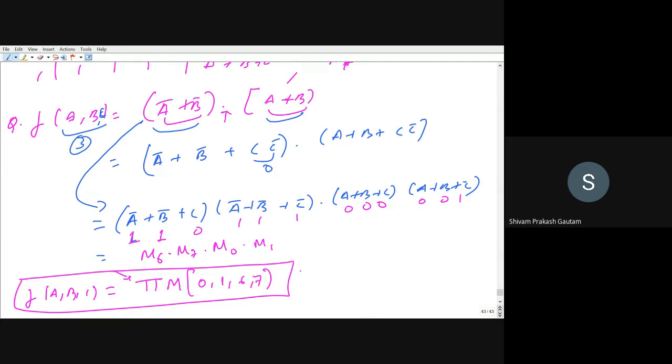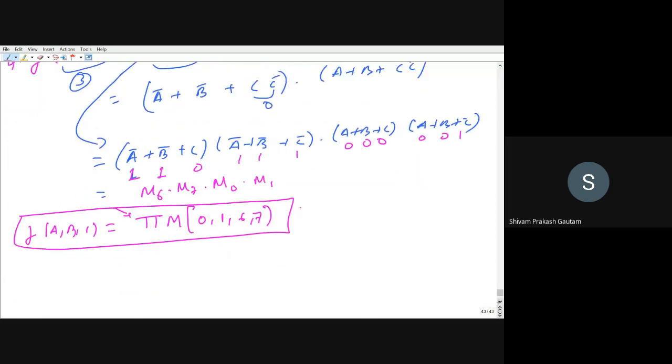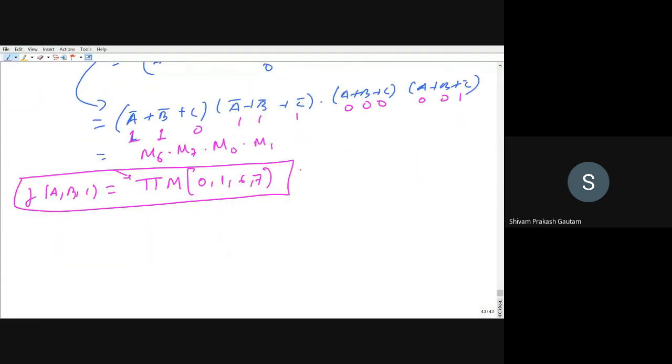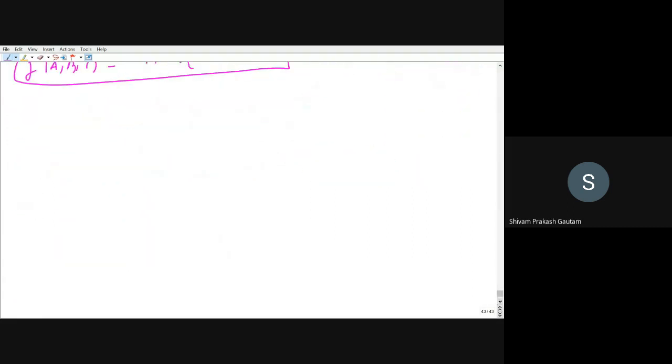Okay, we will see some more examples. So this function of AB is having pi M 0 3. Now you know that pi represents product, that there is a product happening, and capital M represents that this is the max term, right? So we are having the values 0 and 3.